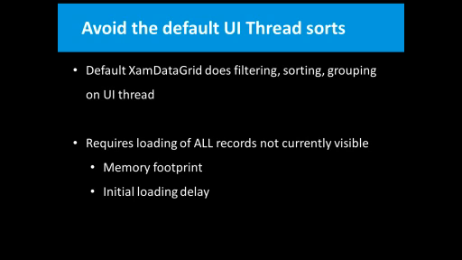So what happens when you scroll is the grid needs to retrieve all the objects and needs to load them all into data row objects, which is the internal type which the XamDataGrid uses to manage rows. So it loads all your data into the UI, and it sorts it on the UI thread.